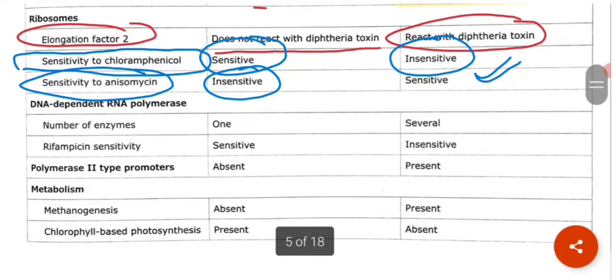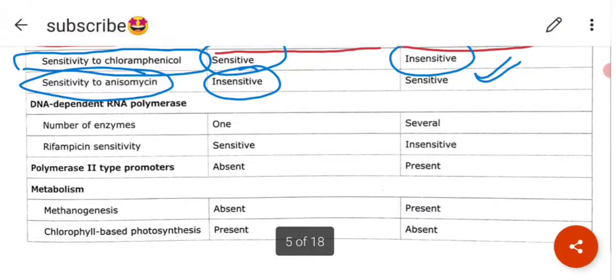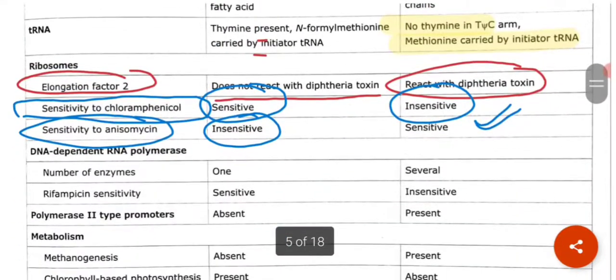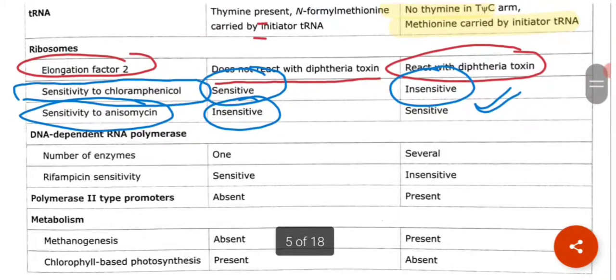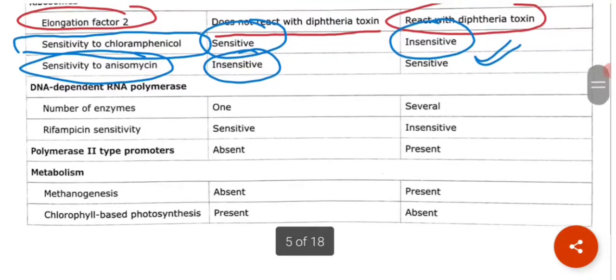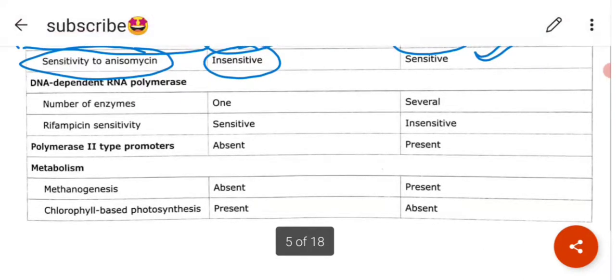Now, for the DNA-dependent RNA polymerase, the number of enzymes present in the Eubacteria is 1, whereas in the Archaebacteria several enzymes are present. Regarding rifampicin sensitivity, it is an antibiotic. The Eubacteria are sensitive to it, whereas the Archaebacteria are insensitive to rifampicin. And the polymerase 2 type of promoters is absent in the Eubacteria, but it is present in the Archaebacteria.